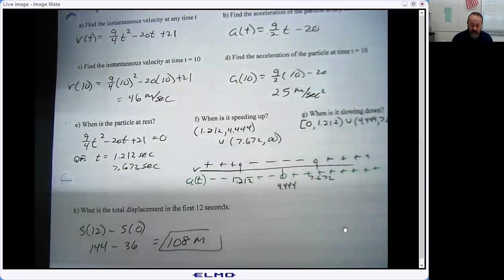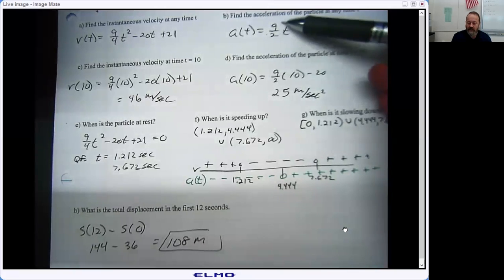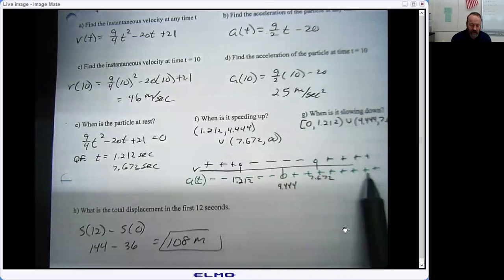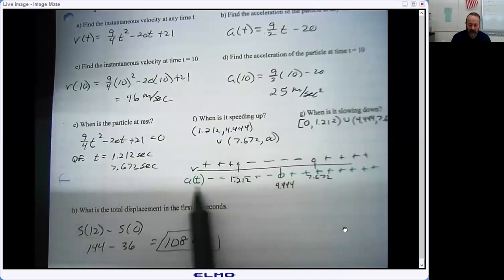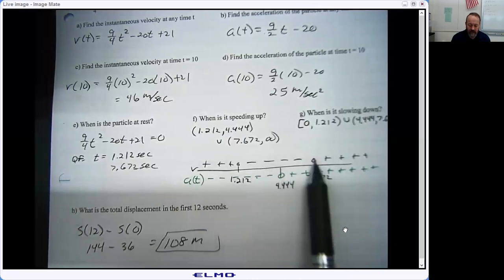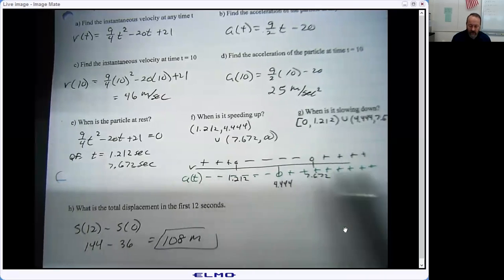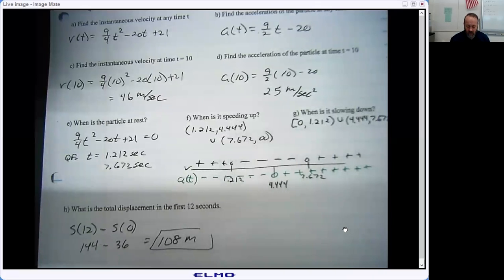Now of course the acceleration switched at 4.444 because I just took this acceleration and set it equal to 0. I noticed that since this is a positive sloping line, it would be negative to the left and positive to the right, which tells me that in this chunk right here, it would be slowing down because the signs are opposite: speeding up in here, slowing down in here, speeding up out here. So we've got this little chunk, and that's why this is written the way that it is, in these open intervals where it's speeding up and slowing down.